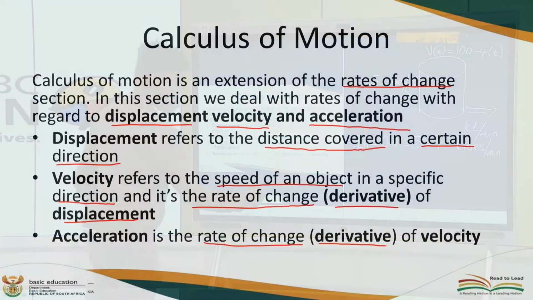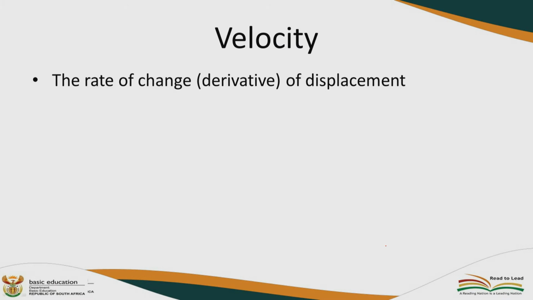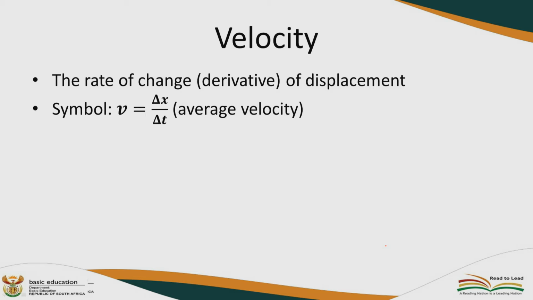All right, so now let us look at velocity in a bit more detail for those of you who are not really familiar with the term velocity. Now, this one we've already spoken to. We said that this is the rate of change of displacement. Now, as a symbol from science grade 10, you will remember that velocity can be given as delta x over delta t, which is the change in displacement over the change in time. And this is what we referred to as the average velocity.